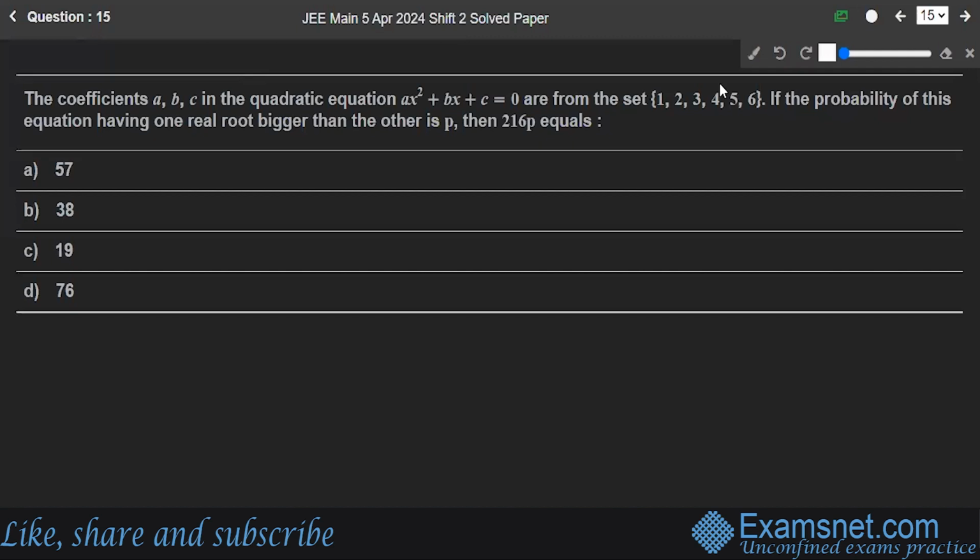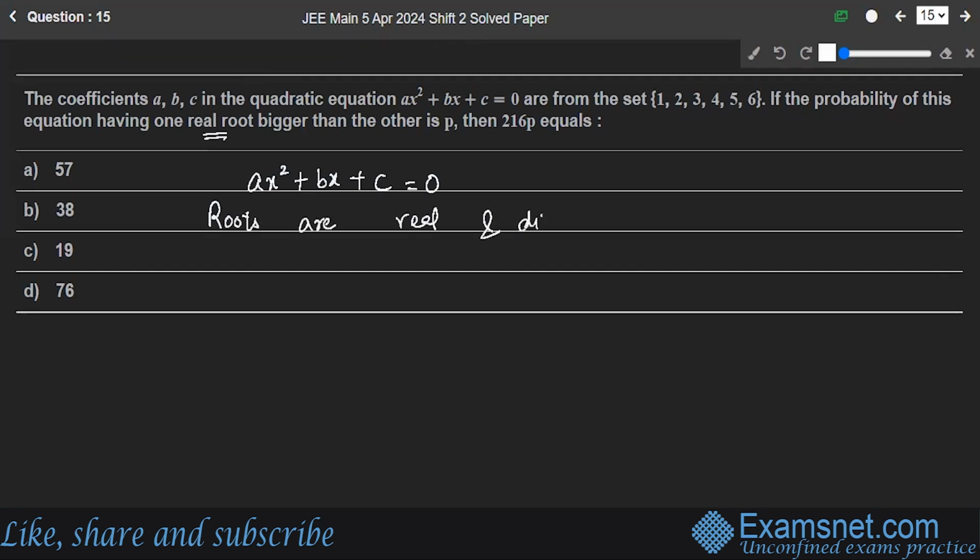Question number 15. The coefficients of A, B, C in the quadratic equation are from this set: 1, 2, 3, 4, 5, 6. If the probability of the equation having one real root bigger than the other is P, we have to find out the value of 216P. Here is your equation, ax squared plus bx plus c is equal to 0. For the roots to be real and distinct, because they are showing that one root is bigger than the other, that's very much obvious.